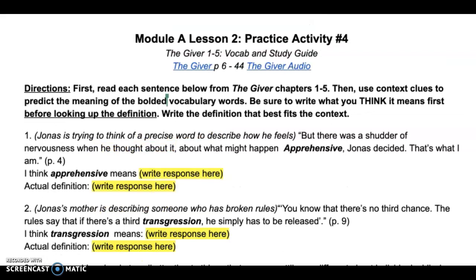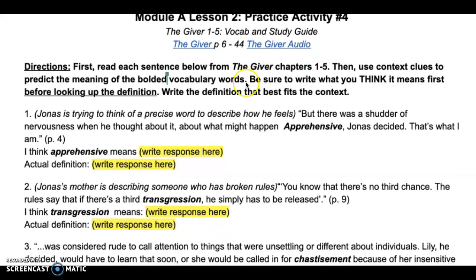You'll need to have this document up in front of you so that you can be working on it. Module A, Lesson 2, Practice Activity 4. You'll see that it says The Giver 1 to 5, chapters 1 through 5, vocabulary, and study guide. So there's two parts to this document. The first is the vocabulary. We're focusing on vocabulary for this particular lesson. And then with the study guide, we'll review that during class.